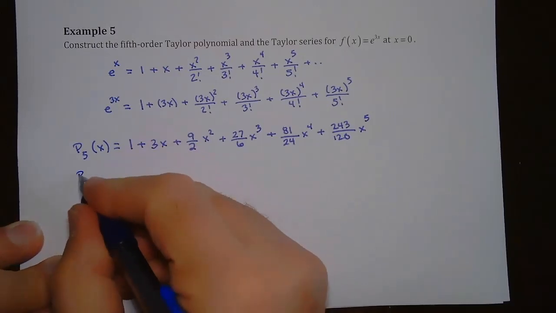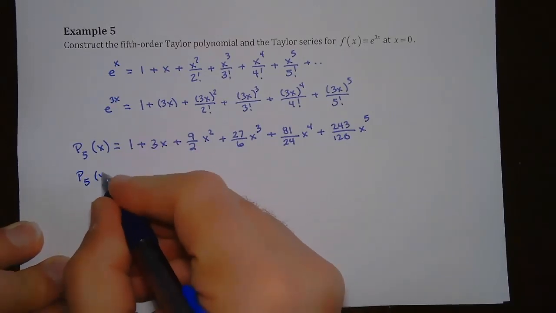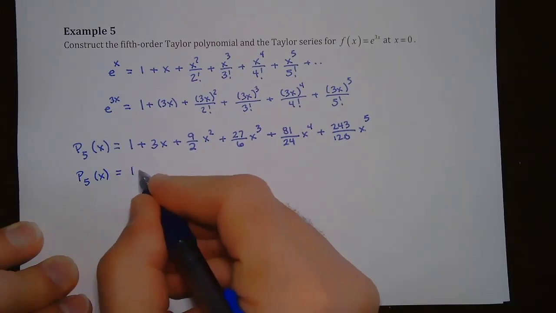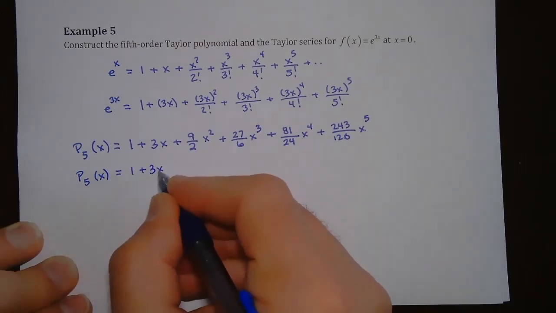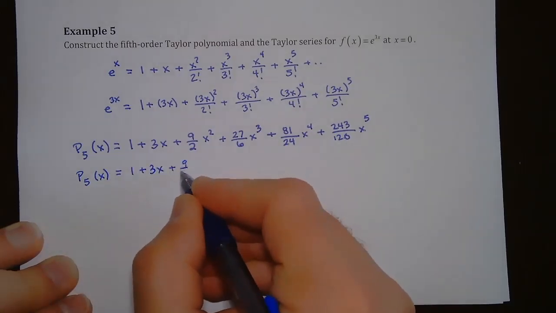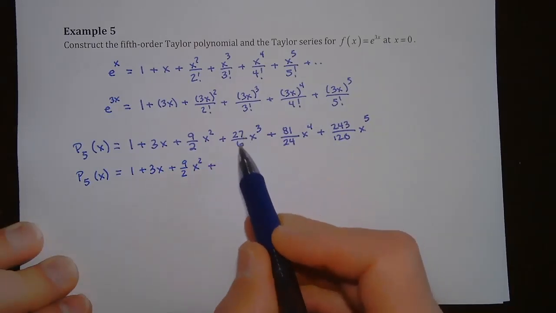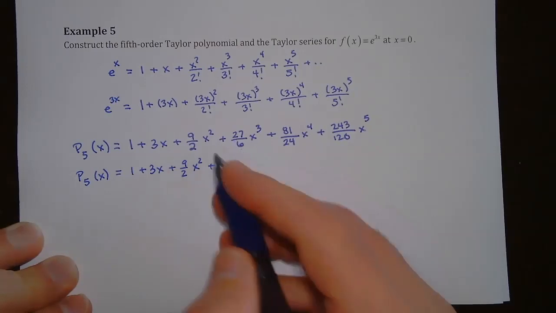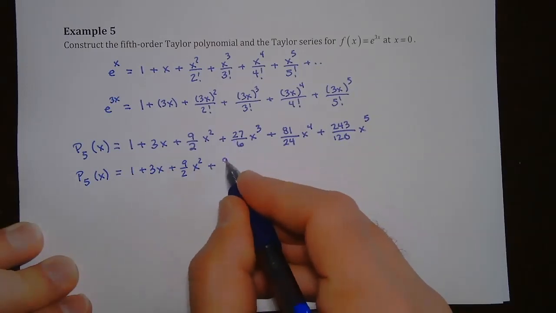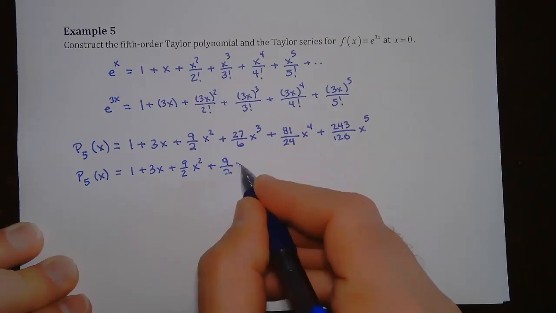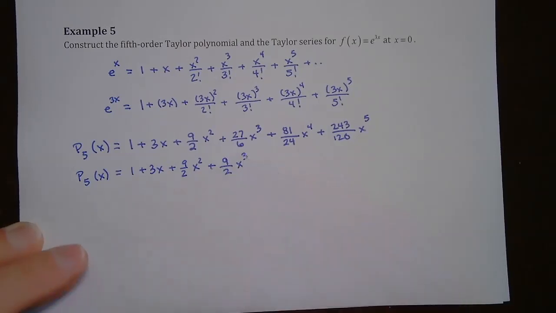Some of these can be reduced. So the 5th order Taylor polynomial would be 1 plus 3x plus 9 halves x squared plus, both these are multiples of 3. So 3 goes into 27 9 times. So 9 halves x cubed, and then 81 over 24.